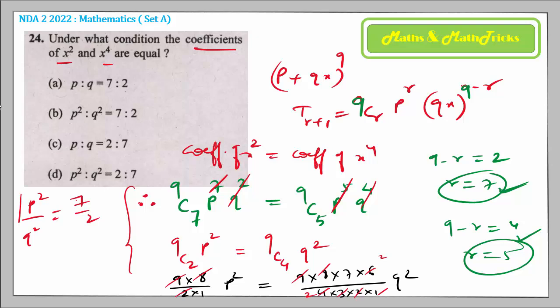What are you getting? 7 by 2. P square by q square you are getting 7 by 2, and as the option suggests, B is there. P square by q square is equal to 7 is to 2. That is 7 by 2.